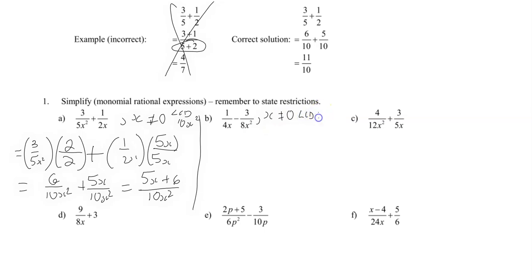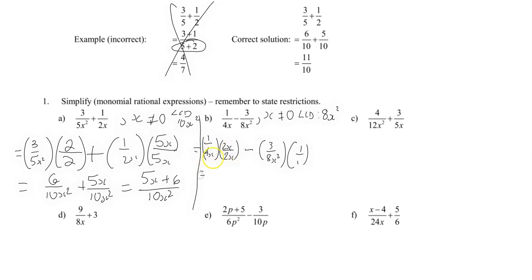And our LCD: the biggest number that 4 and 8 go into is 8, and the biggest power of x, so 8x squared. So we start with the 1 over 4x. What do I multiply 4x by to get 8x squared? 2x. Whatever goes in the denominator goes in the numerator. Remember, we're doing equivalent rational expressions, so we multiply basically by 1. So 3 over 8x squared. Now we don't have to do anything with that, right? If you really want to put something there, you just put 1 over 1.